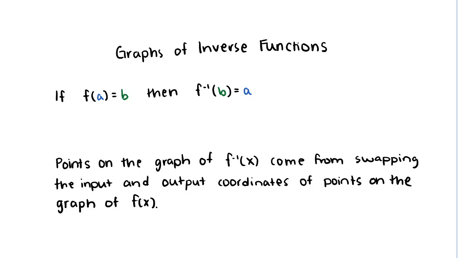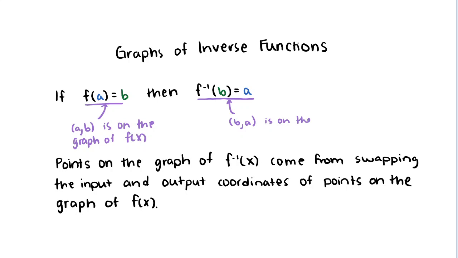and it takes an input value of b back to an output value of a. And so what this is really saying, if we're going to try and talk about the graphs of inverse functions, is that the point a comma b is on the graph of f. And the fact that f inverse of b leads to a is saying that the point, not a comma b, but b comma a is on the graph of f inverse of x.